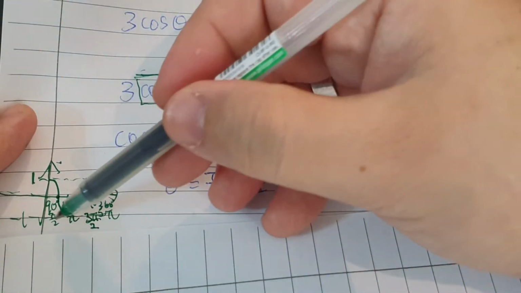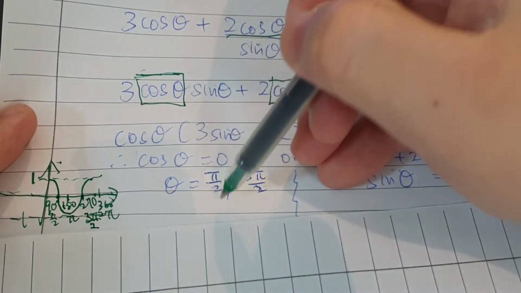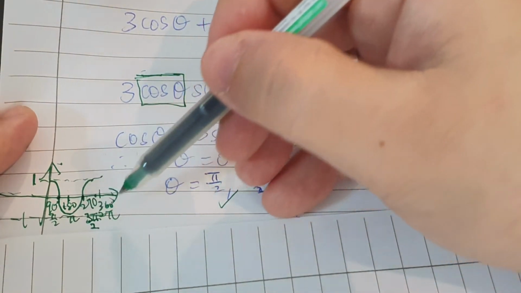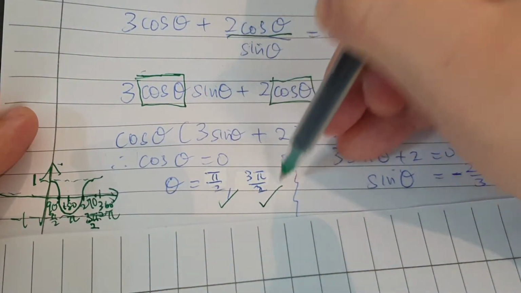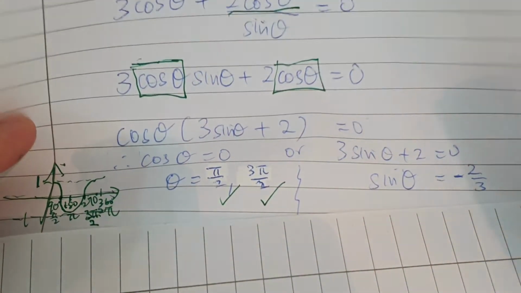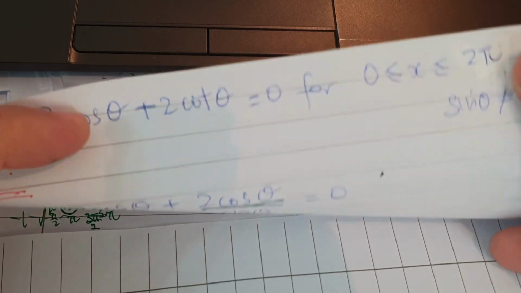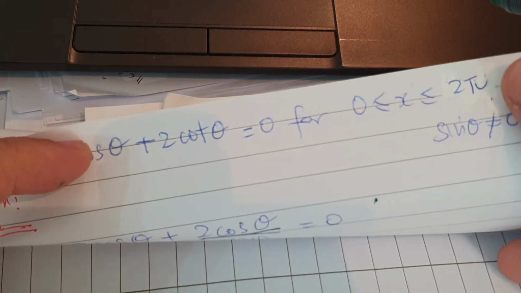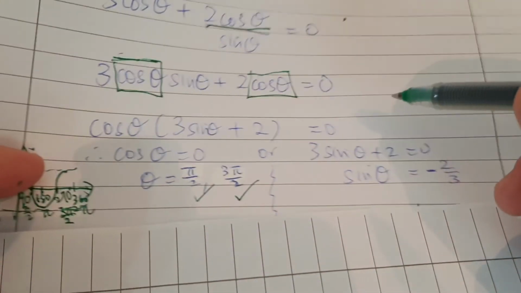So these are the few. So pi over 2 is one of the answers. 3 pi over 2 is the other answer. That's it. You see, does this fall within your domain or your range? Yes, it does. Okay, now let's look at the other side.